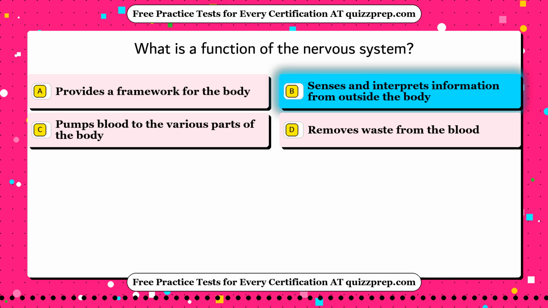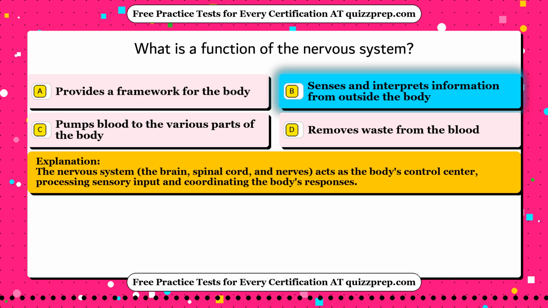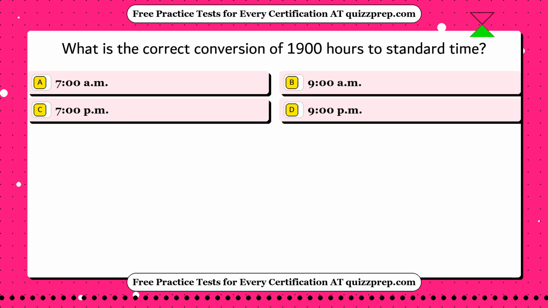The correct answer is option B. Senses and interprets information from outside the body. The nervous system, the brain, spinal cord, and nerves, acts as the body's control center, processing sensory input and coordinating the body's responses. Question 37.